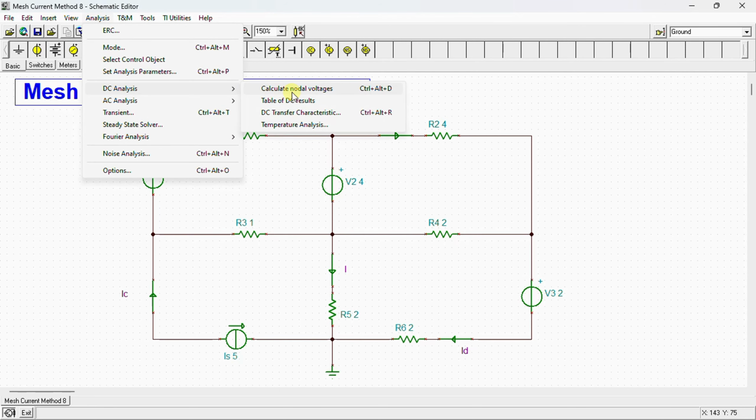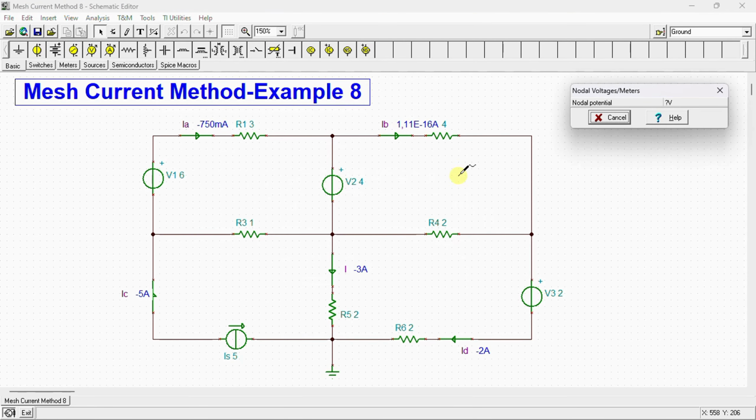Let's go now to analyze. This says analyze, calculate nodal voltages, and we can see here that IA is negative 750 milliamps, IC is negative 5 amps, ID is negative 2 amps, and we have IB is 1.111 times 10 to the power negative 16, which is almost 0 amps, and we have our current I is equal to negative 3 amps. We said I is equal to IC minus ID. IC is negative 5 amps and ID is negative 2 amps. We have I equals negative 5 minus negative 2 amps. We obtain I equals negative 3 amps.